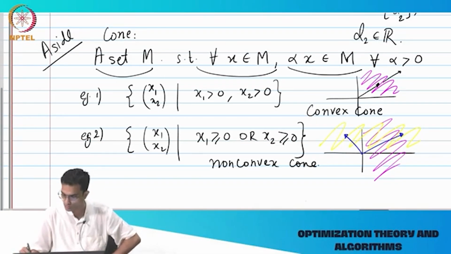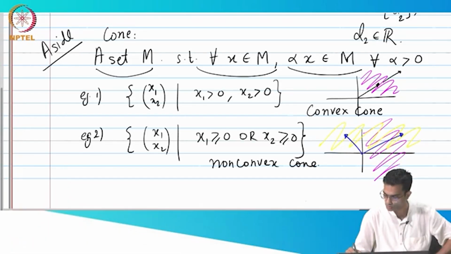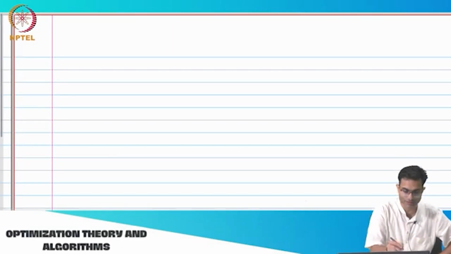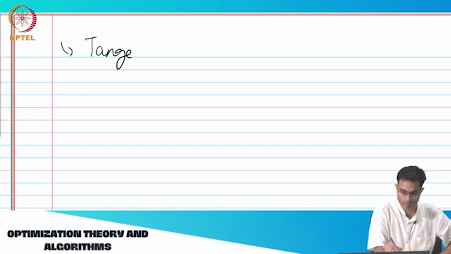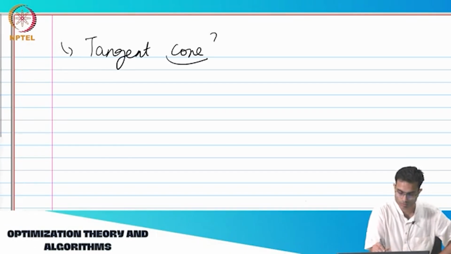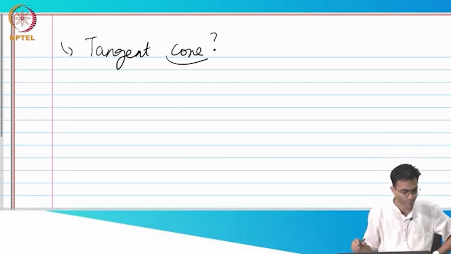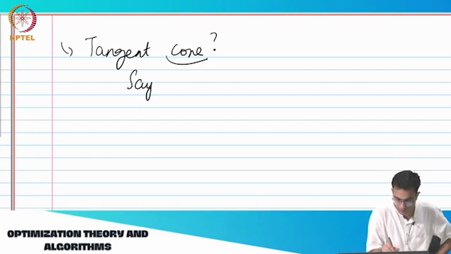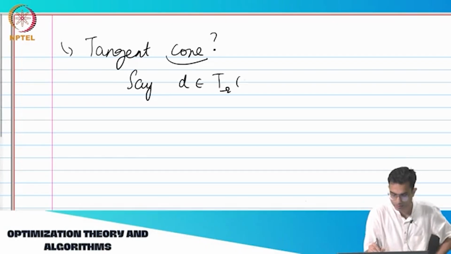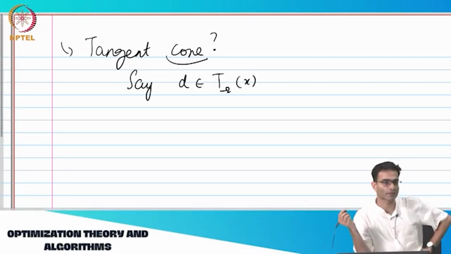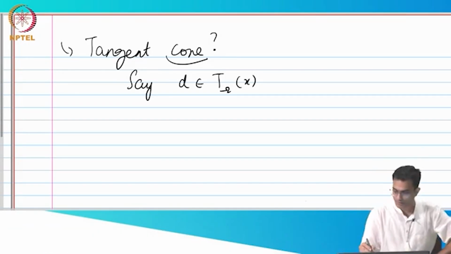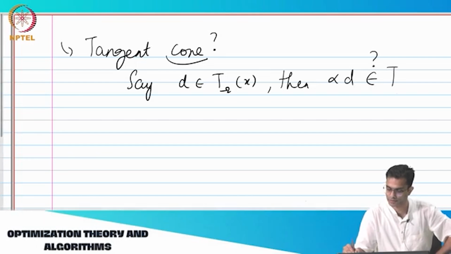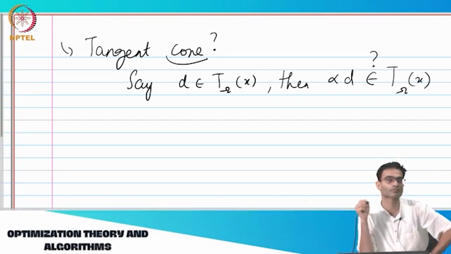Okay. So now, having revised what we mean by cone, let's answer the question: why is the tangent cone a cone? We just have to use the definition of a cone. Say that some vector d belongs to the set T. This is a cone. Then we have to ask, does alpha times d also live in the same set? That's the question.